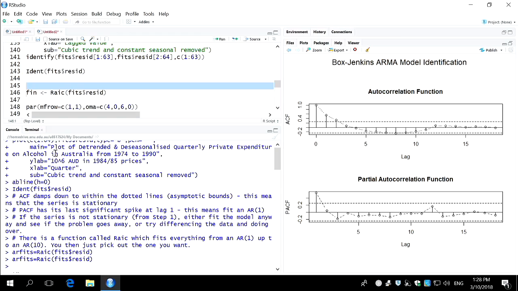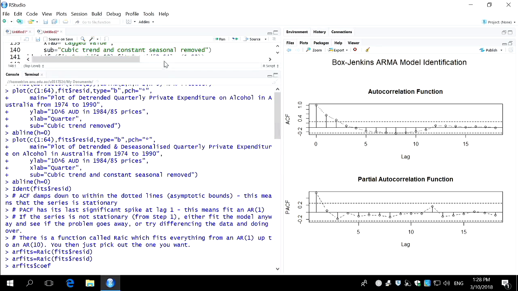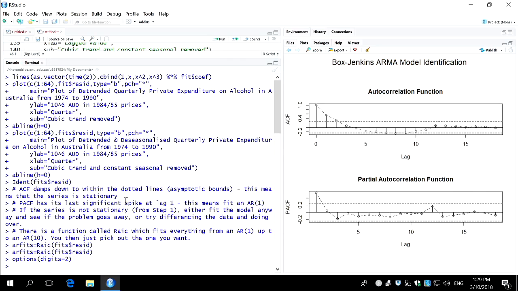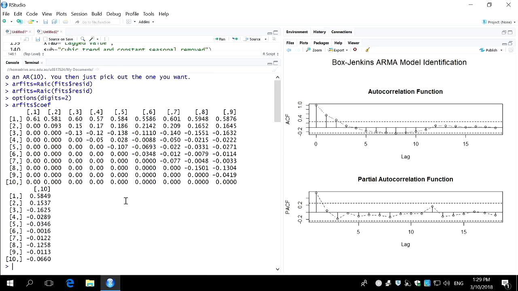All right, what does AR fits look like? If I look at AR fits dollars coef, these are the coefficients, okay? I'm just going to make the screen a little bit bigger so we can see. Oh, before I do that, options digits equals 2 so that we don't get 17 digits in each number. That's just nuts. And let's look at AR fits dollars coef. Okay, there they all are.